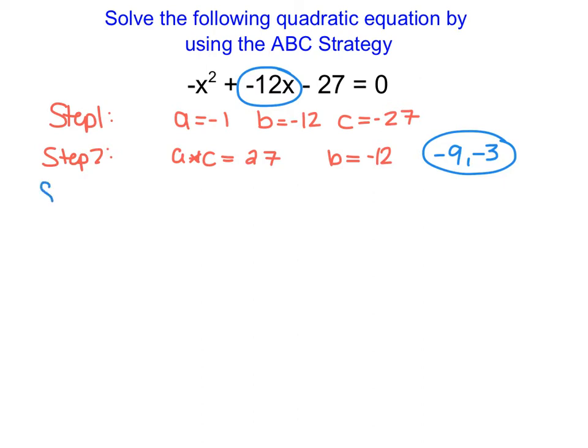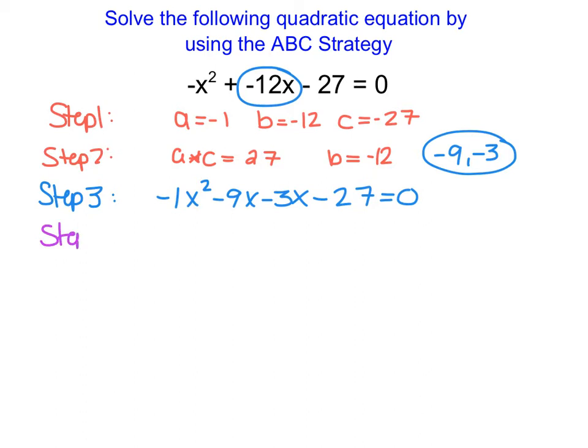So here, step 3, we write -1x squared minus 9x minus 3x minus 27 is equal to 0. Then step 4 is where we group these in pairs, and we find the greatest common factor. So here I'm going to factor out, I notice they're both negatives, I'm going to factor out a -1, and then I'm going to factor out an x. So I have -1x, and then inside the parentheses becomes x plus 9. And then I want to get this parenthesis piece to match, so I'm going to factor out a -3.